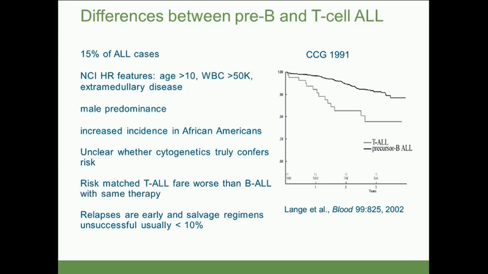And relapses are very early, usually within the first year of diagnosis, and salvage regimens are unsuccessful. And so usually they have a less than 10% survival after relapse. So this is very clearly different than pre-B ALL, where you can have relapses for many years after your diagnosis. T-ALL, usually within 12 to 18 months, if you've made it that far, you're going to make it all the way out.